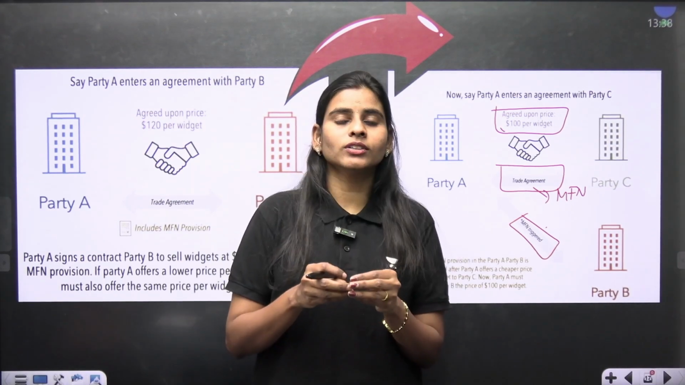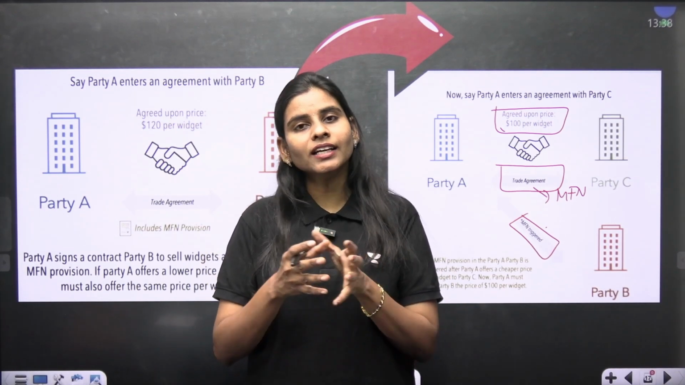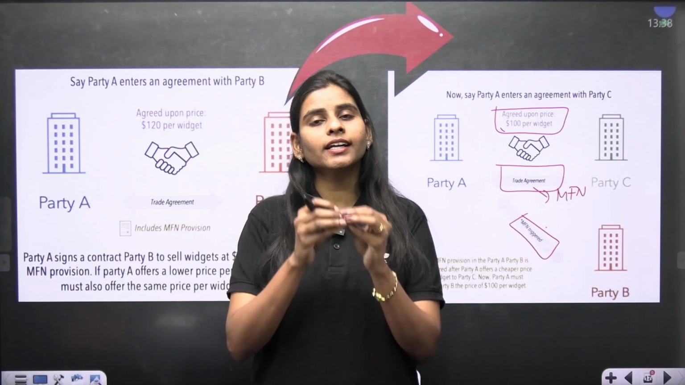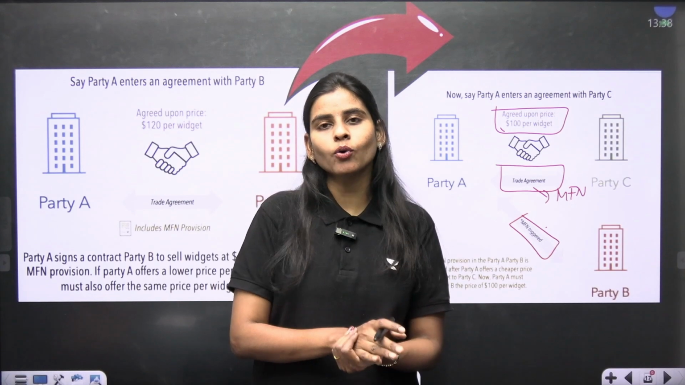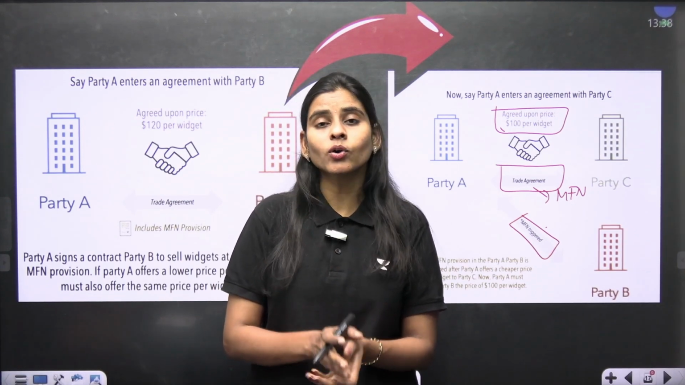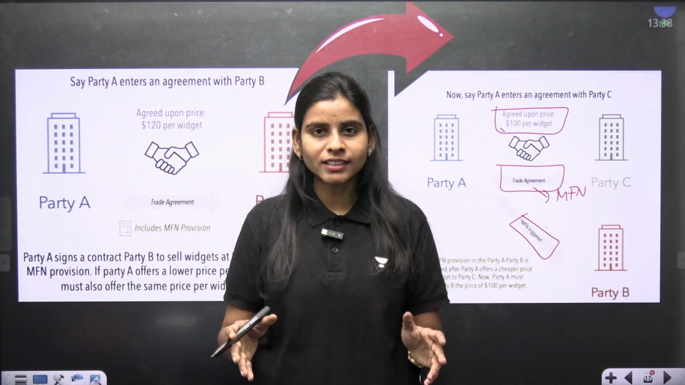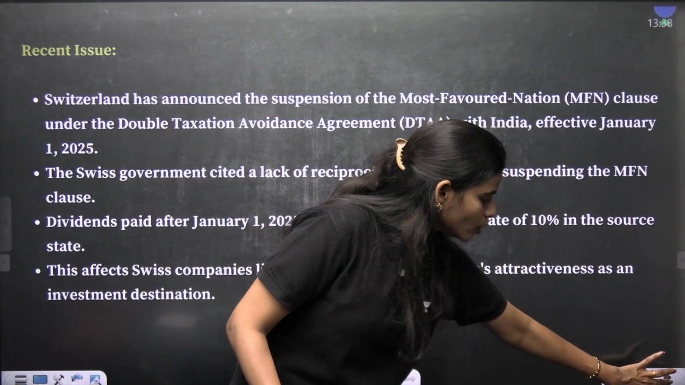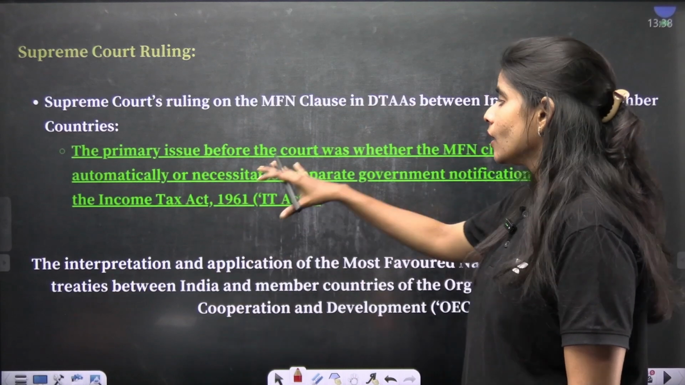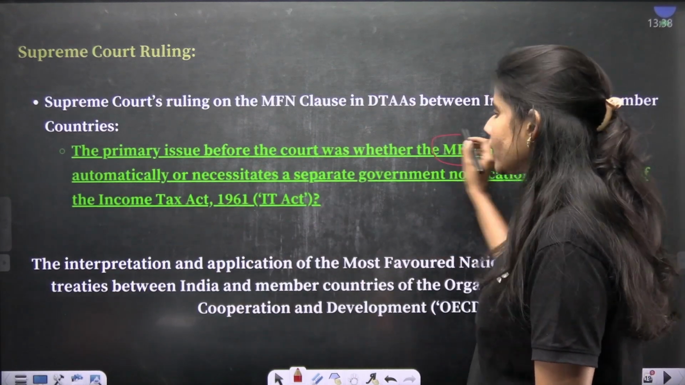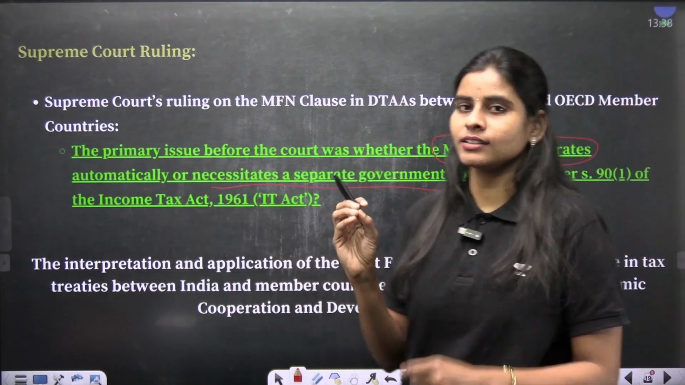We know that Nestle operating in Switzerland has claimed the tax credits, and the Delhi High Court stated that the tax credits can be granted because the MFN clause is triggered automatically. But the Supreme Court overruled this judgment of the Delhi High Court, stating that the MFN clause cannot be triggered automatically for all the countries. So what is the ruling of the Supreme Court? The ruling is basically revolving around the question of whether the MFN clause operates automatically or necessitates a separate government notification under the Income Tax Act.